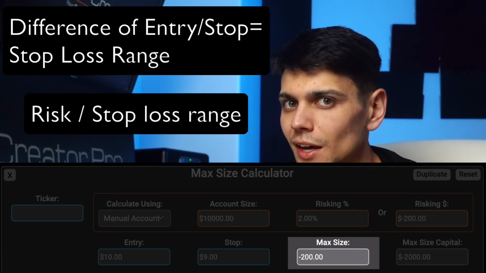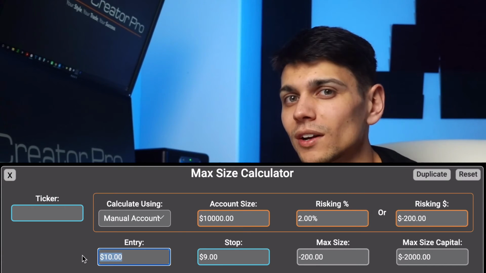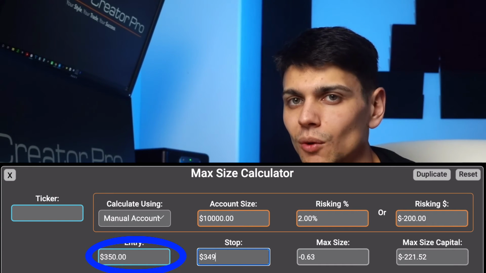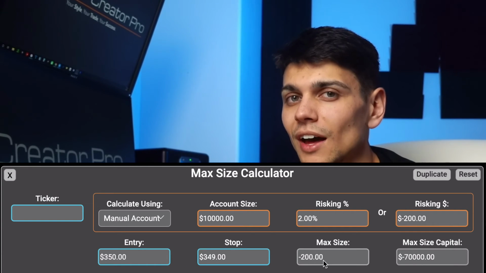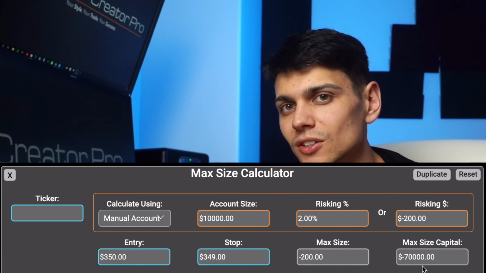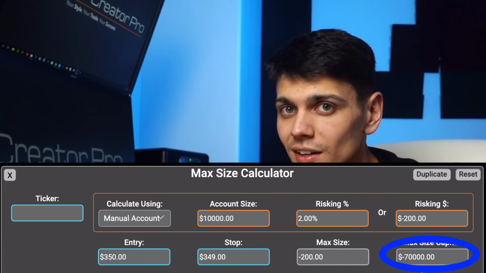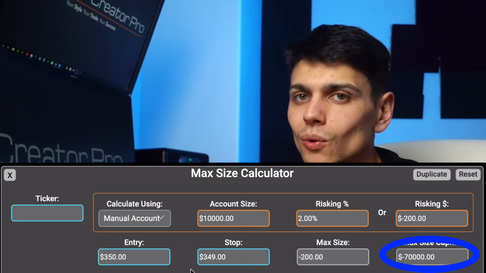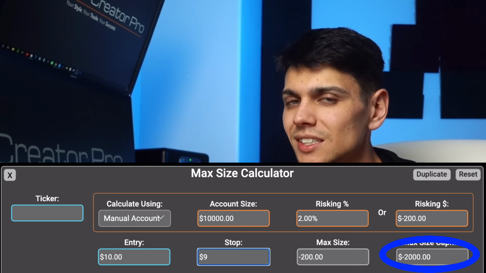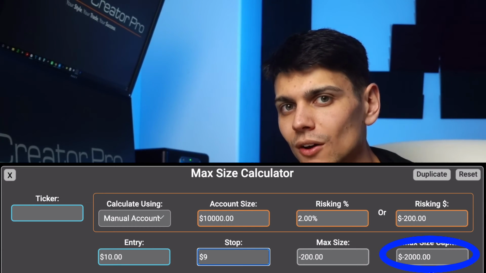The interesting thing about this is, what if it's a $350 stock, but you still only have a $1 stop? Well, you can still have a max size of 200 shares. Obviously, 200 shares of a $350 stock is going to cost much more than 200 shares of a $10 stock. So this is the kind of thing you need to think about if you are position sizing based off of the buying power.